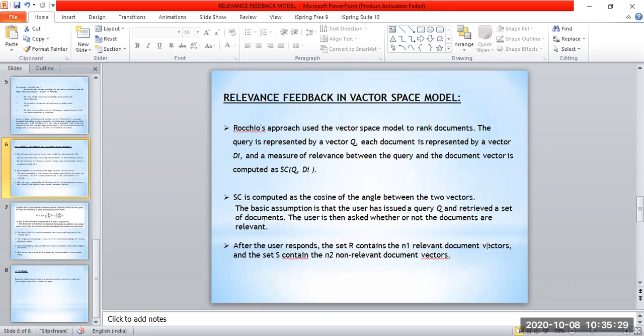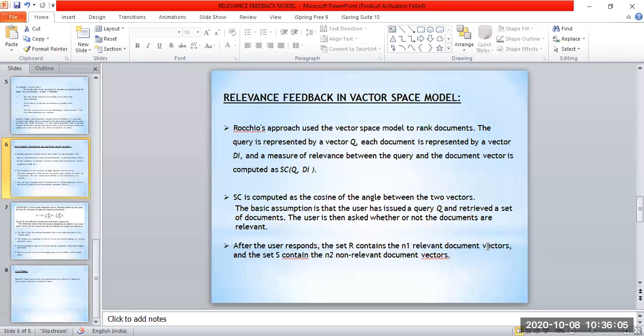Now we have three things here. One is the old query Q, two is the relevant document vectors, which is R, and three is the non-relevant document vectors, which is S. So we have Q, we have R, we have S. Using these three, we will generate a new query. We can call it Q1.